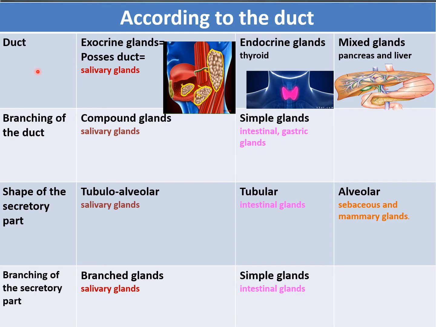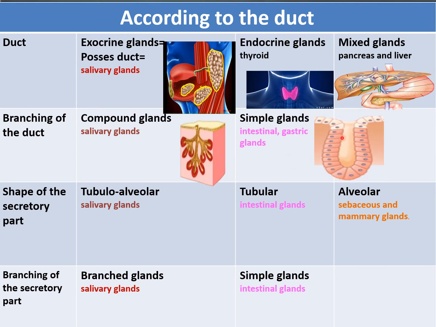If it is branched, we call it compound gland. This is the duct. This duct may be branched, so we call it compound gland. If it is not, we call it simple gland. This duct is not branched. Then we move to the secretory part. The shape of the secretory part may be tubular, alveolar, or tubulo-alveolar.